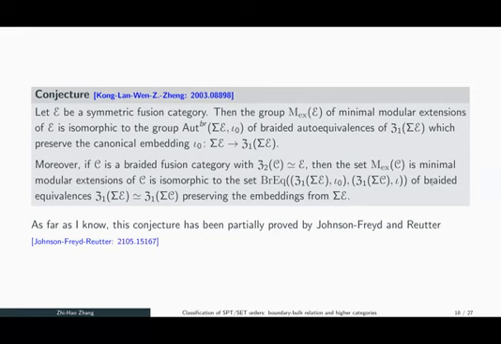Okay, and it is also possible that the minimal modular extension of C does not exist. And in this case, the braided equivalence from the Drinfeld center of sigma E to the Drinfeld center of sigma C also does not exist. And as far as I know, this conjecture has been partially proved by Theo Johnson-Freyd and David Reutter.